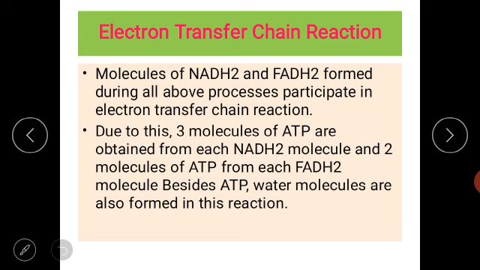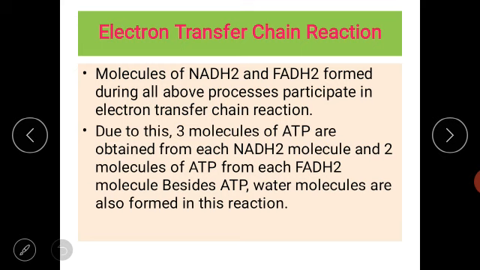So the electron transfer chain reaction is one of the important reactions in the metabolic pathways for the production of energy. Energy is produced in the form of ATP, as we have already studied. Now, what happens actually in the electron transfer chain? Molecules of NADH2 and FADH2 are formed during the processes that I told you about in the previous lecture.